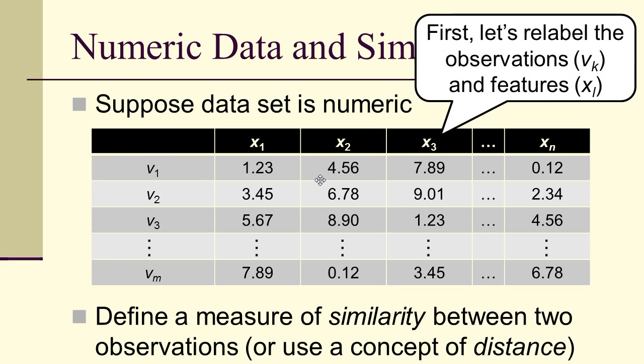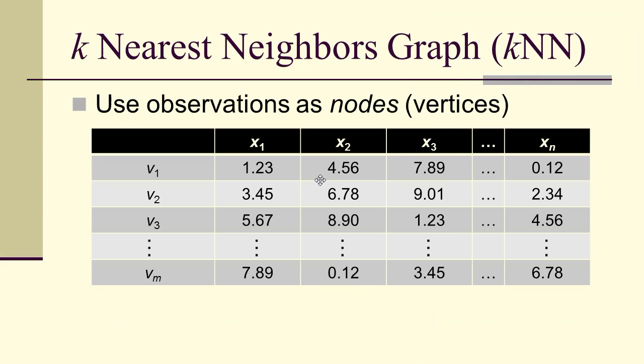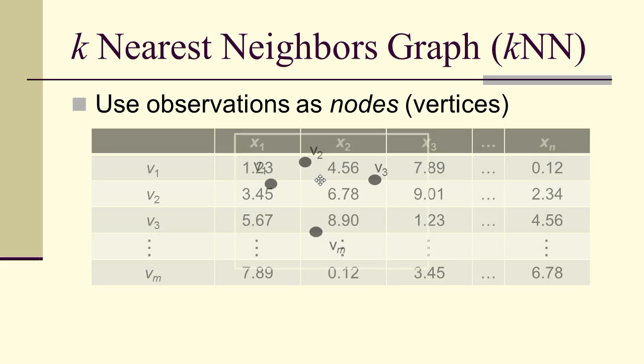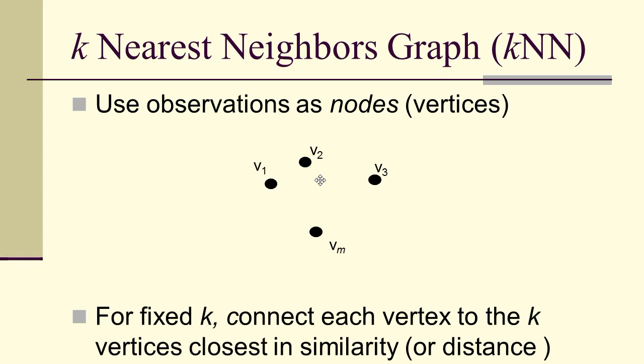So we're going to relabel the observations V sub k for the observations. The features are x sub l. And we're going to define a measure of similarity between two observations. And then we're going to use the observations as nodes or vertices. And once we've done that, we're going to choose a fixed number k and connect each vertex to the k vertices closest in similarity, or distance, if that's our metric. So here we have k equals 2. And you can see we end up with a k nearest neighbors graph for k equals 2 in this small example.